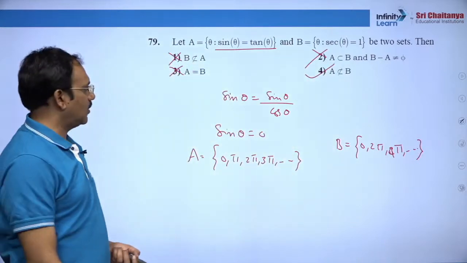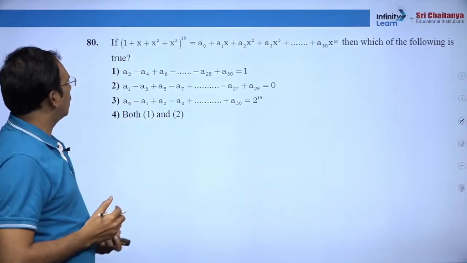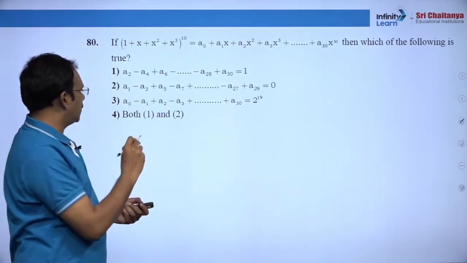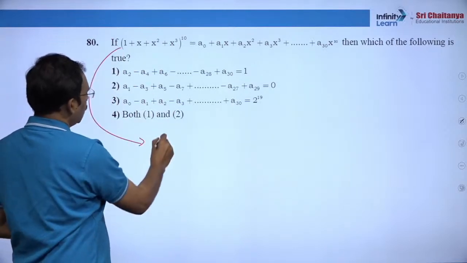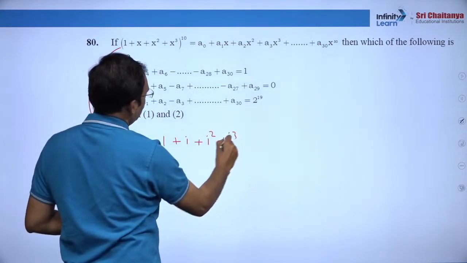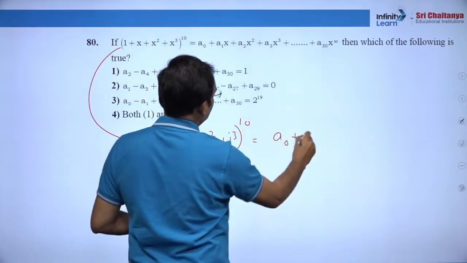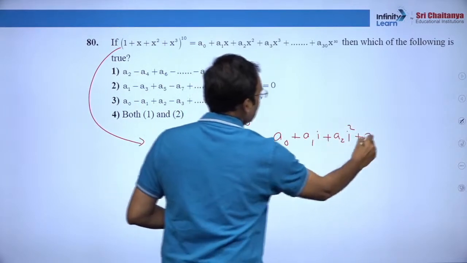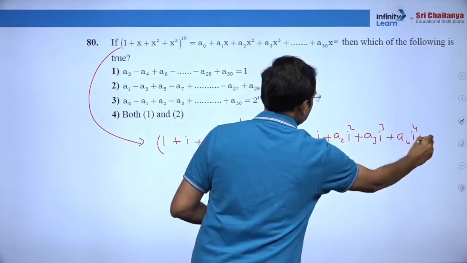Okay, that's all. Next, you see this is a polynomial, a binomial expansion kind of. You see alternate terms with plus and minus, so better you put x equal to i, my dear friends. You will get (1 plus i square plus i cube) whole power 10 is equal to a naught plus a1 i plus a2 i square plus a3 i cube plus a4 i power 4 plus and so on.